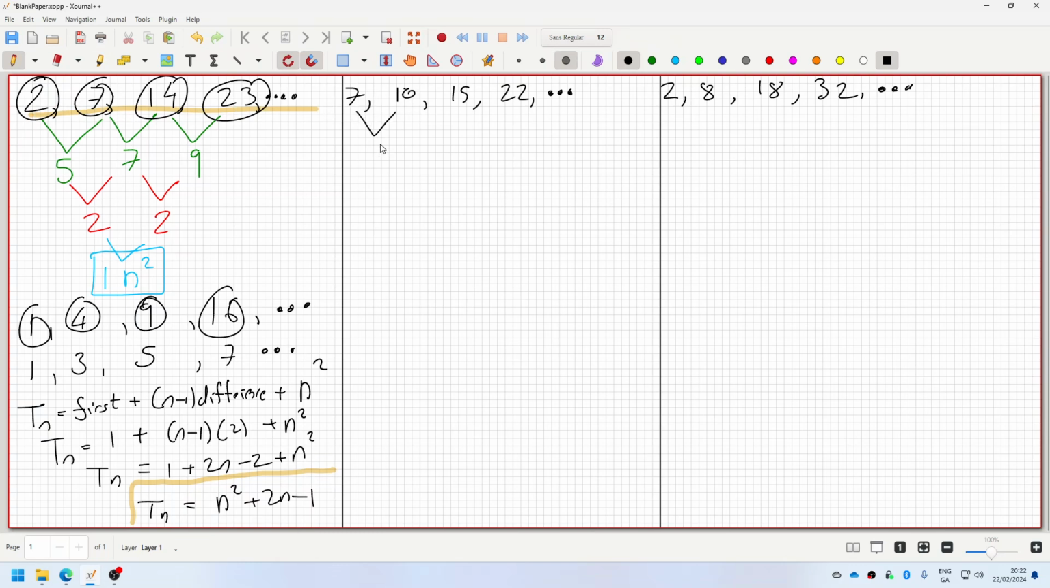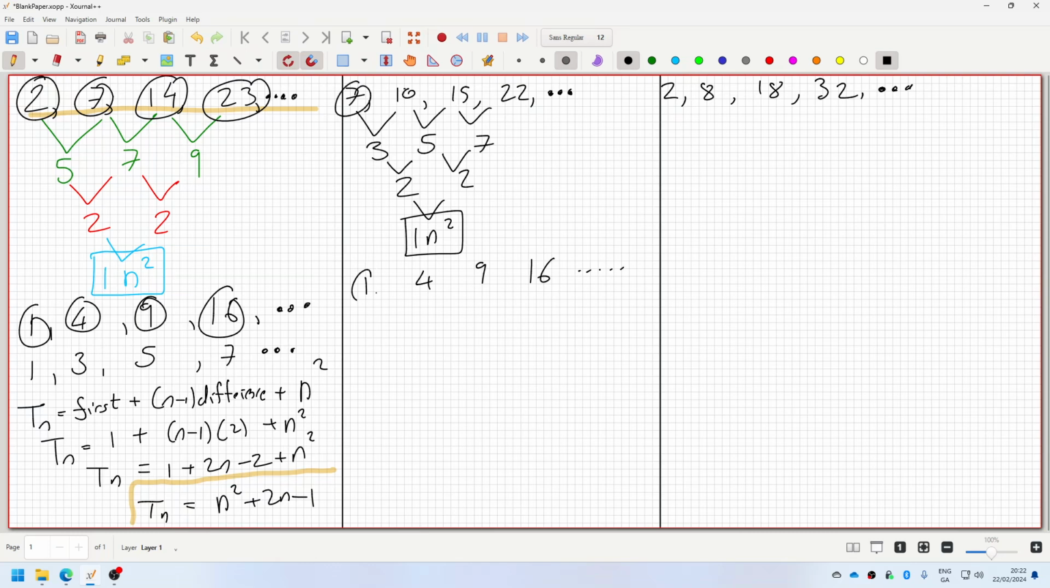Okay, the first difference is 3, and then 5, and then 7, etc. And this is a 2, and this is a 2. So again, the helper function is 1n squared. Half of 2 is 1. So you'll have 1 times 1 squared, 1 times 2 squared, 1 times 3 squared, 1 times 4 squared, etc.